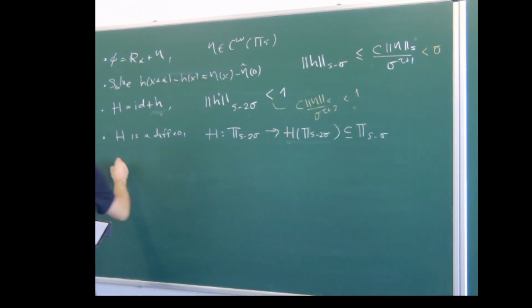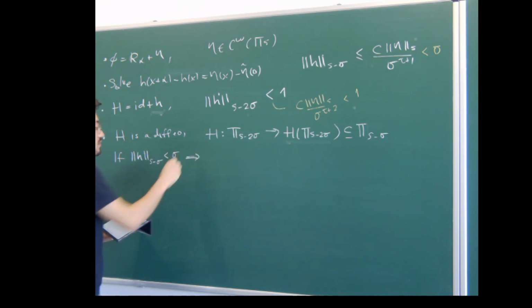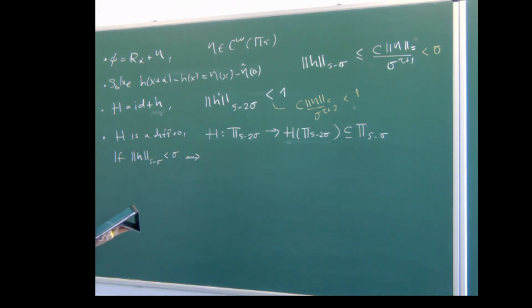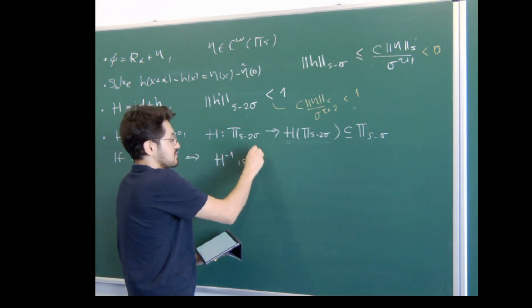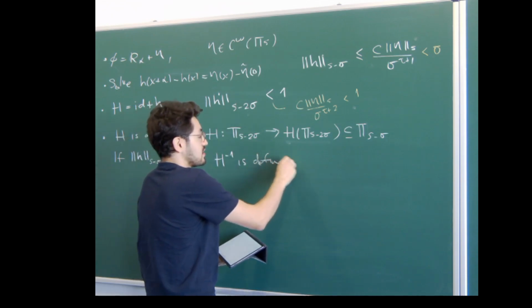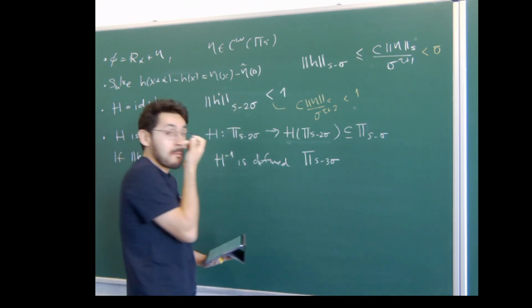So if I know that H in this domain is smaller than sigma, this will be the domain of the inverse. The inverse is defined, as I wrote there, in T of S minus 3 sigma. Okay?